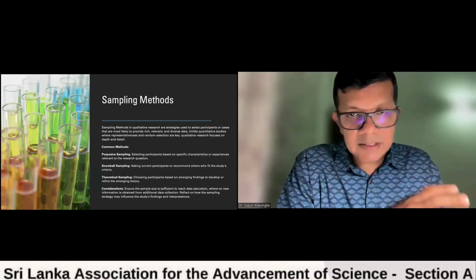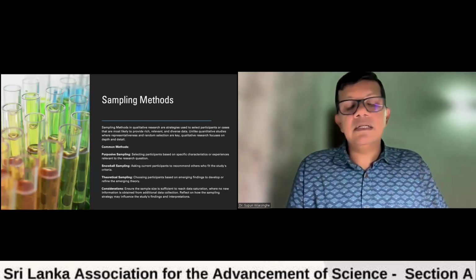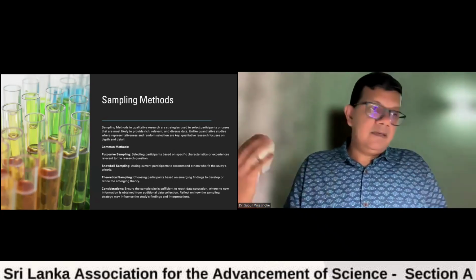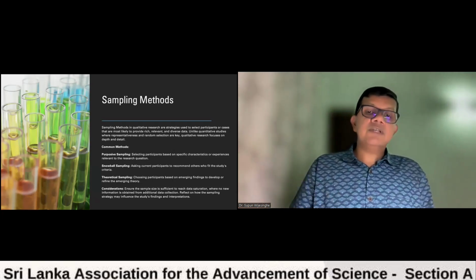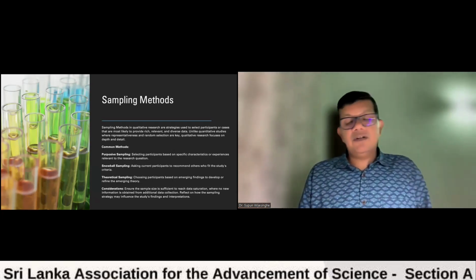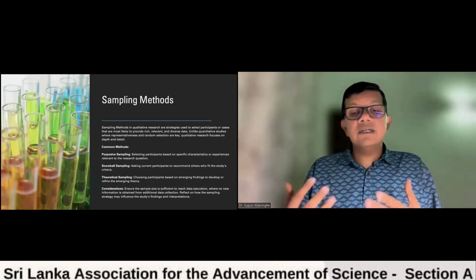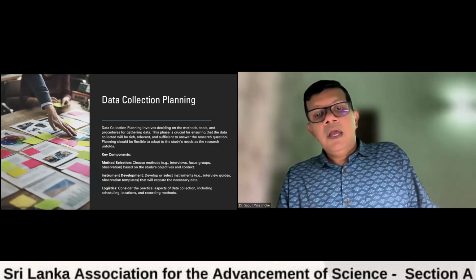So these are the three major ways we sample in qualitative research. Most of our sampling, I mean 90%, is purposive. Sometimes we use snowballing, and theoretical sampling, of course, if you are developing new tools for your research, you can go with theoretical sampling.